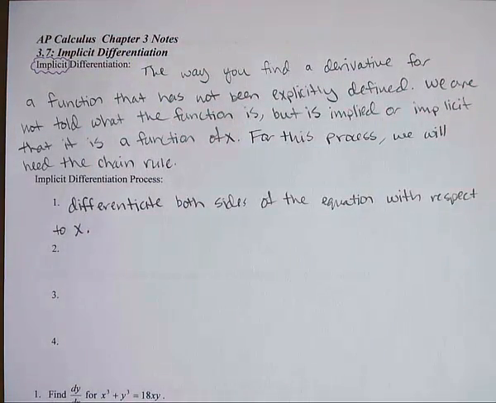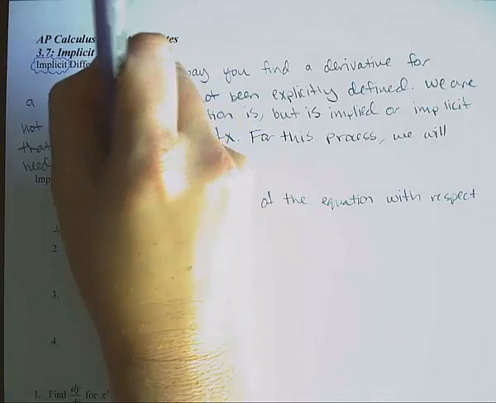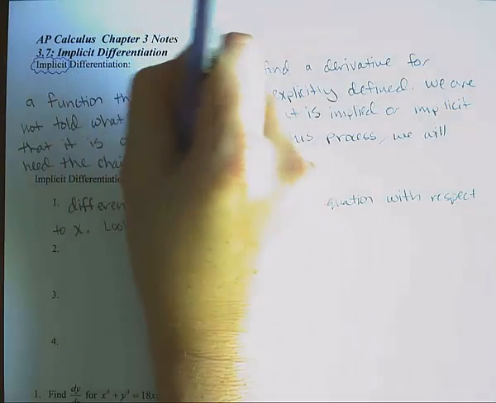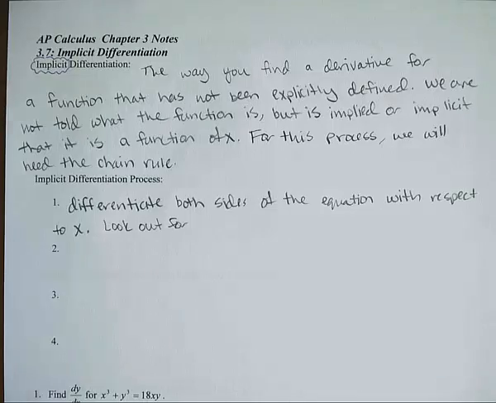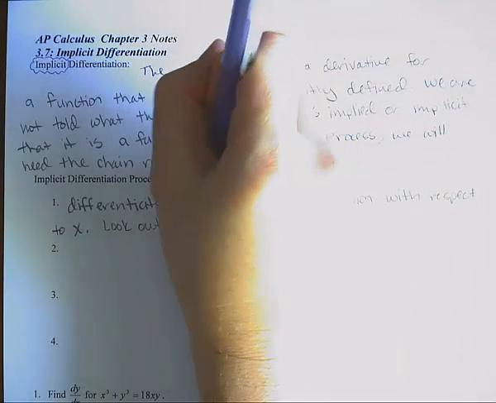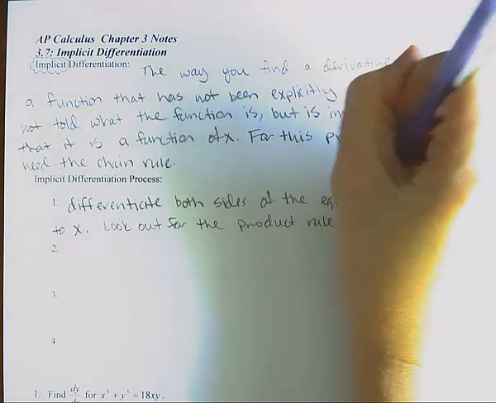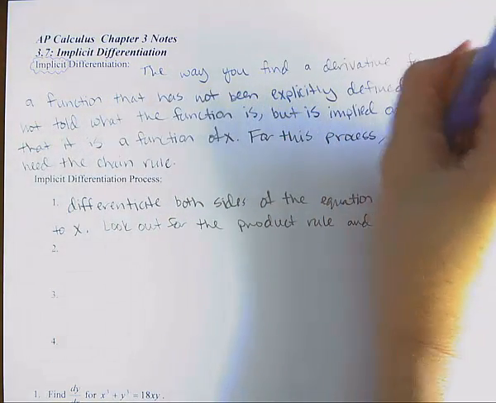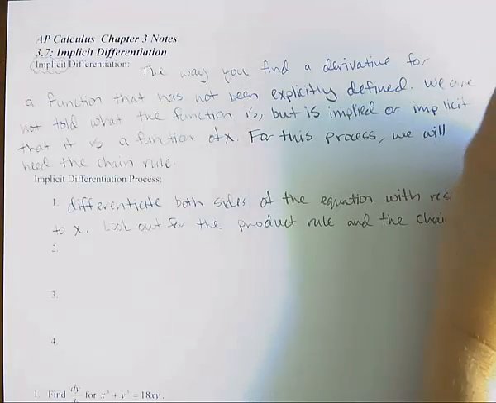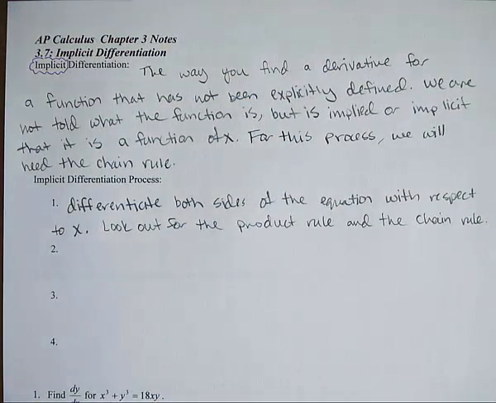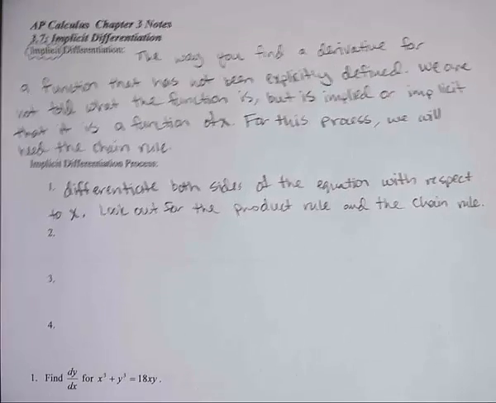When you do that, what you need to look out for is the product rule and the chain rule. And not only that, but when you would use one over the other. So keep your eye out for that, which I'm going to help you do.